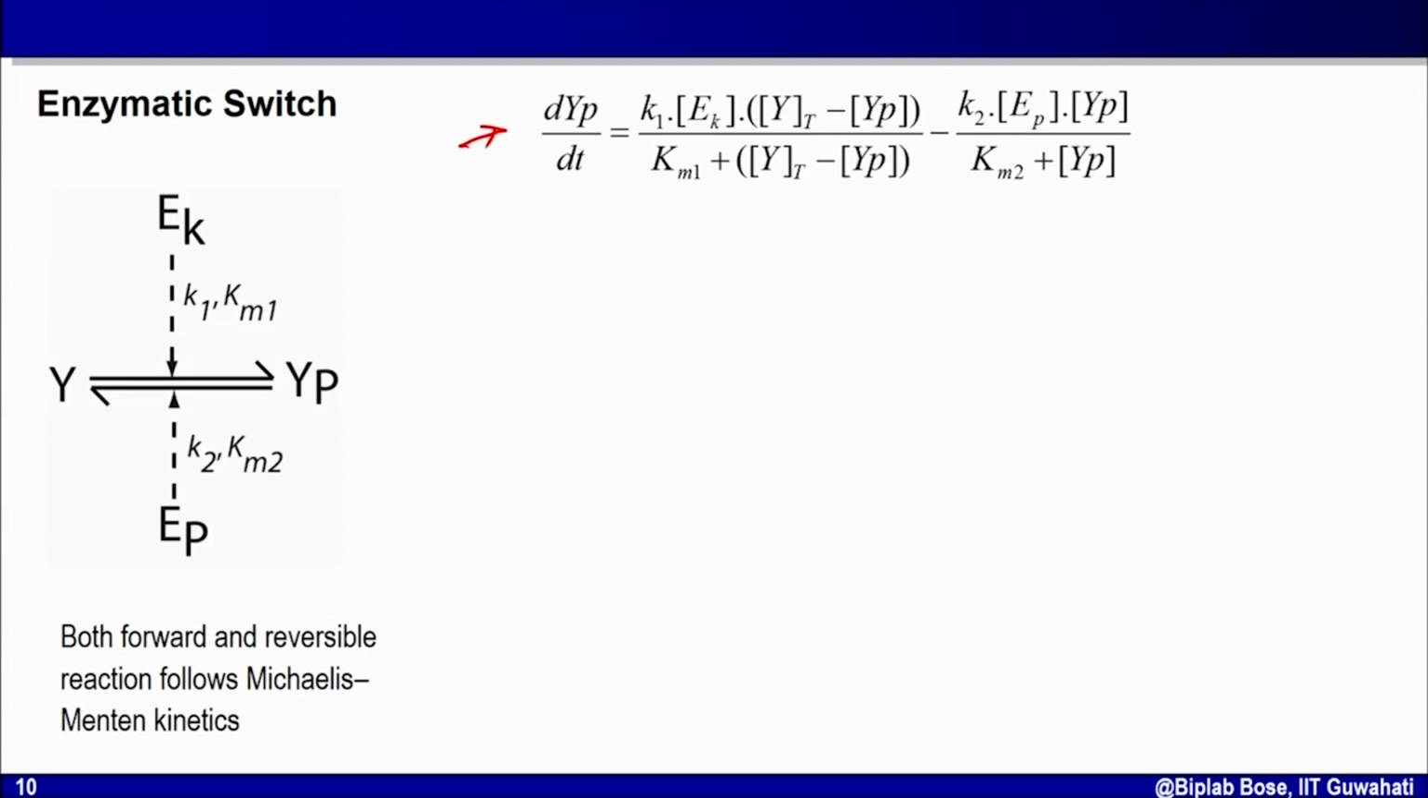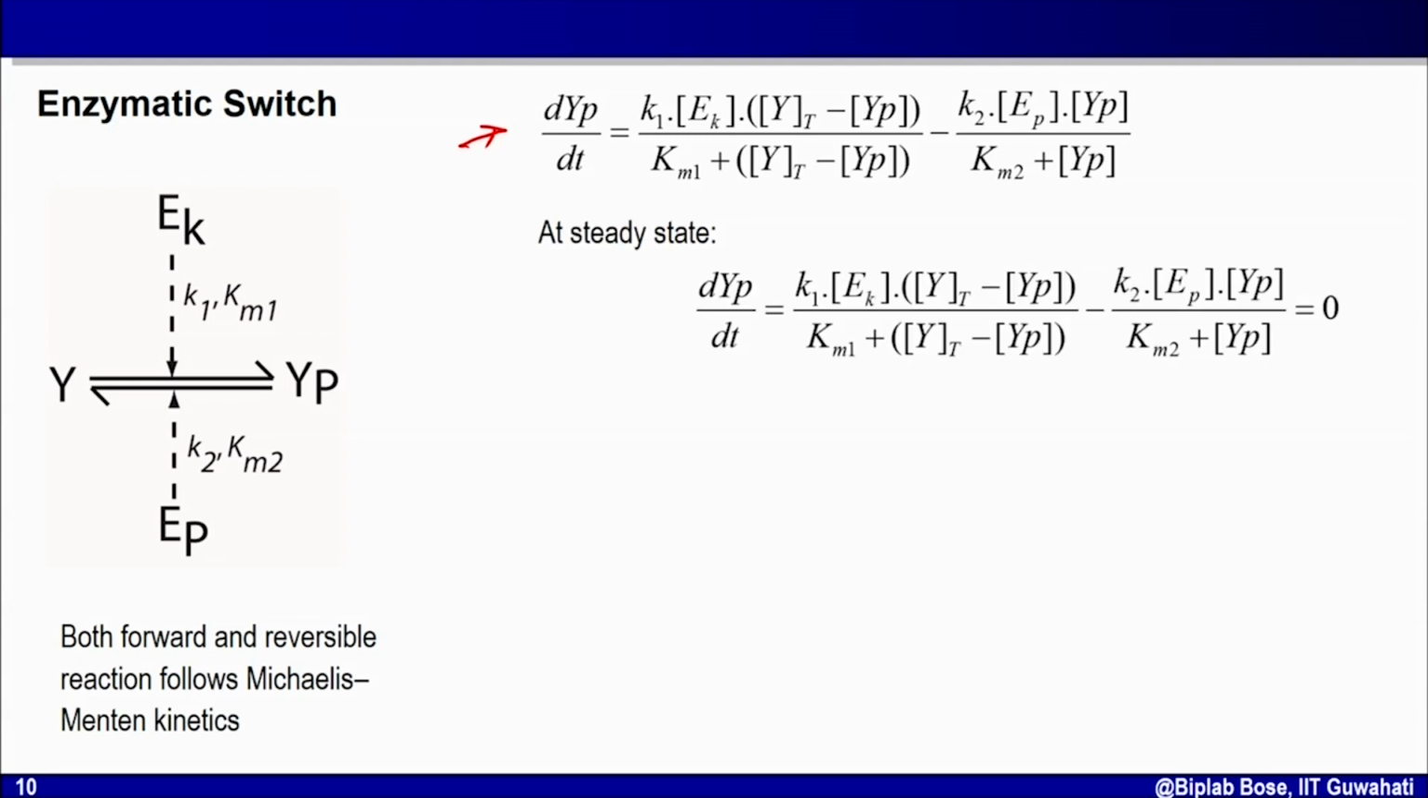Now let us assume the system has reached steady state. I want to characterize the steady state behavior of this system. So that means dYP/dt will be 0. So I can write dYP/dt equal to 0. That means this whole algebraic relation will be equal to 0. And then I can separate out different terms on the left hand side and right hand side. In this case, what I will try to separate out is Ek, the total concentration of kinase enzyme, and YP on both sides of my equal to sign. So I will keep Ek on one side and YP on the other side.